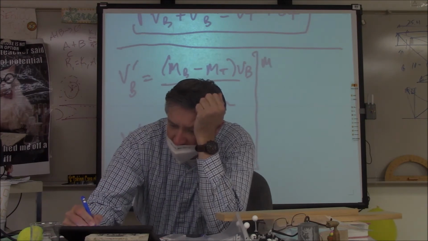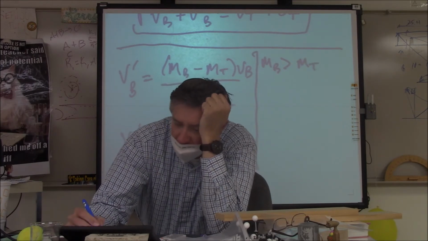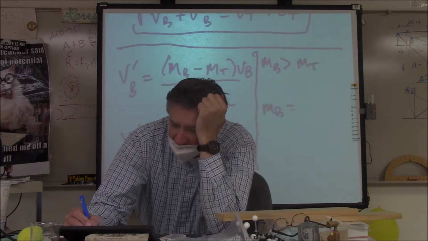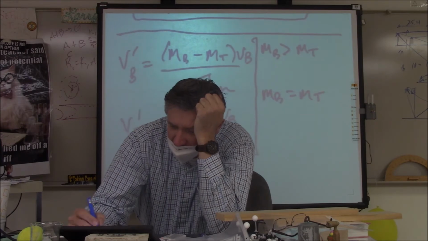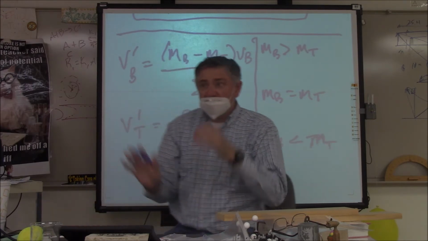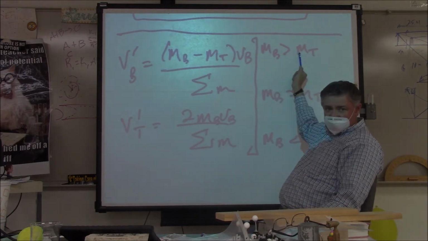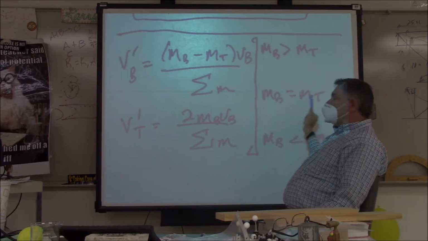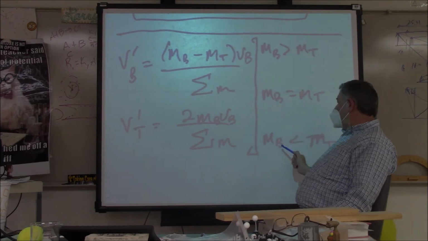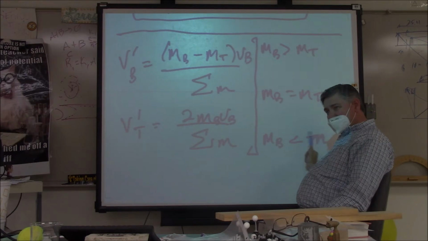The mass of the bullet can be greater than the mass of the target. The mass of the bullet can equal the mass of the target. The mass of the bullet can be less than the mass of the target. So those are the three things. So you can have something really big hitting something small. They can be equal, or the mass of the bullet can be less than the mass of the target. And that's typically what happens.